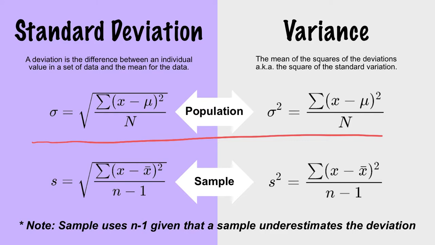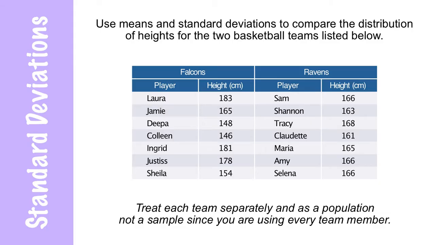When you're looking at a population, notice that your denominator is n. When you're looking at a sample, notice that you subtract 1 from n because a sample underestimates the deviation. So deviation is the difference between an individual value and the average for the set of data you're looking at.